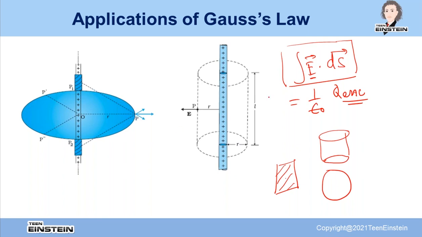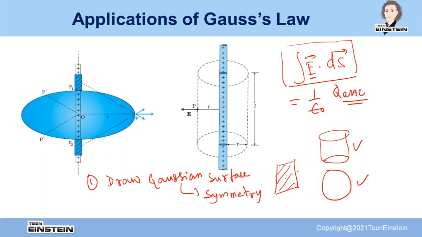So what will be my first step to apply Gauss's law? Draw a Gaussian surface. First will be that. For that we need to know the symmetry, right? The symmetry of the charge distribution. What is the symmetry of the charge distribution here? Whether it is cylindrical, spherical, or planar. Which symmetry does it have? How do you understand that here?